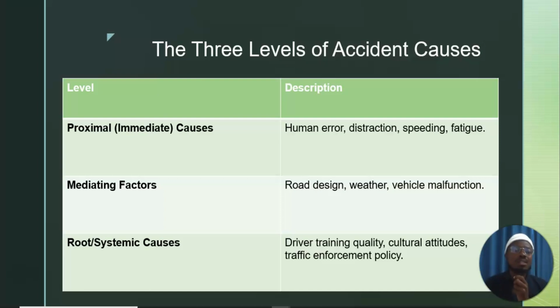When there is a strict traffic enforcement policy, it helps drivers to stay alert when it comes to their activities on the road. And these systems help us to address the root issues within any traffic system. And that is the three levels of accident causes we have here.